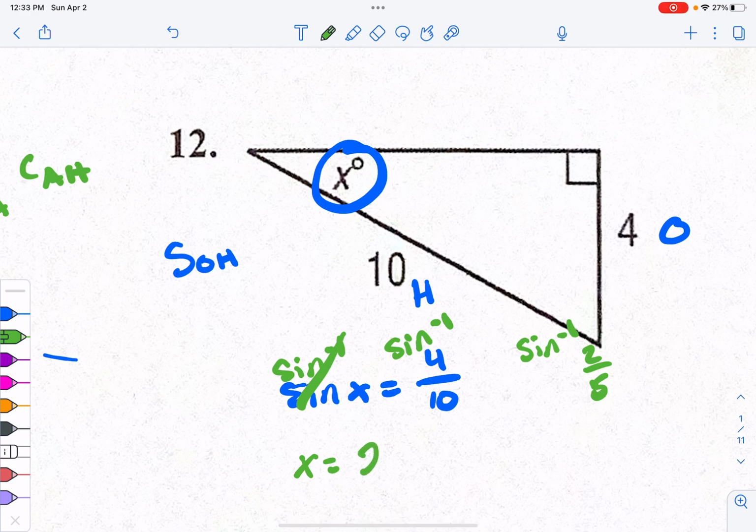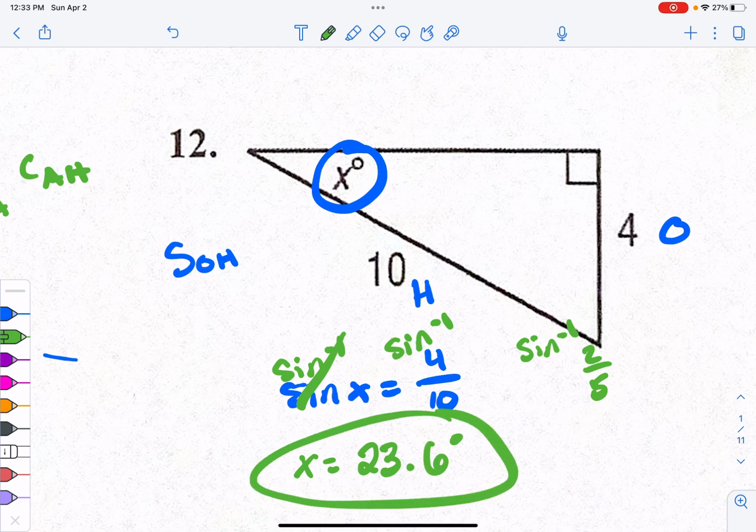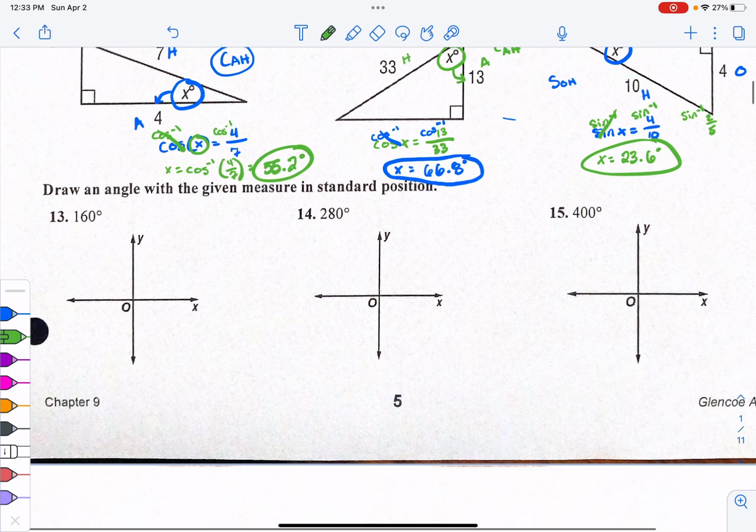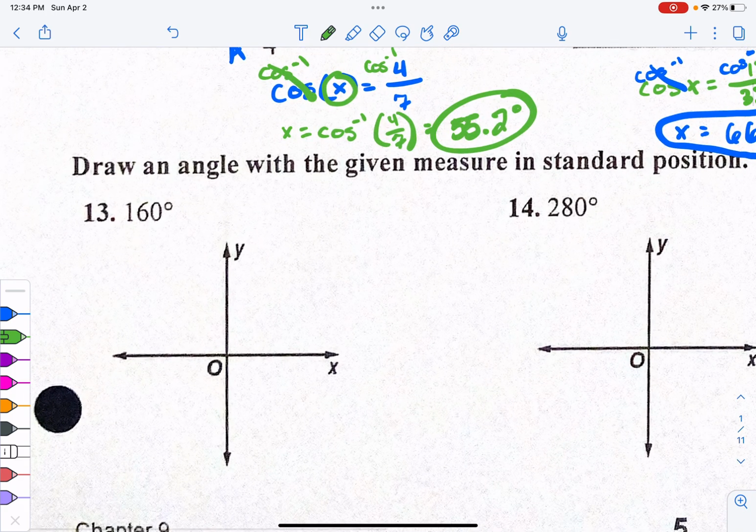I got 23.6 degrees is what that will be. Okay, so there's that chunk there. And then we've got 3 left here to go through. It says draw the angle in standard position.